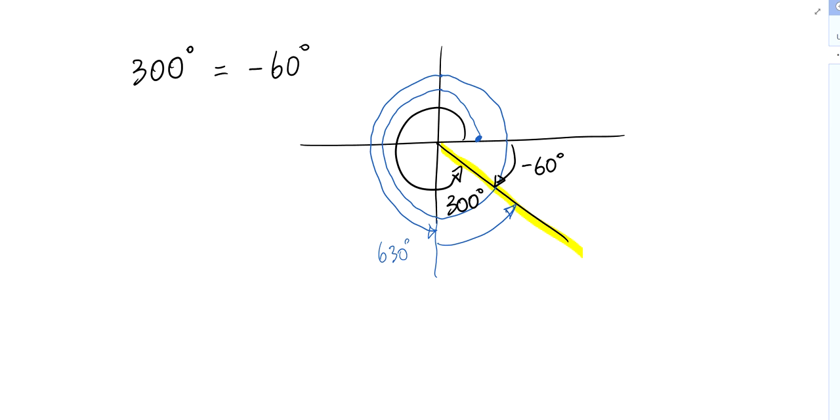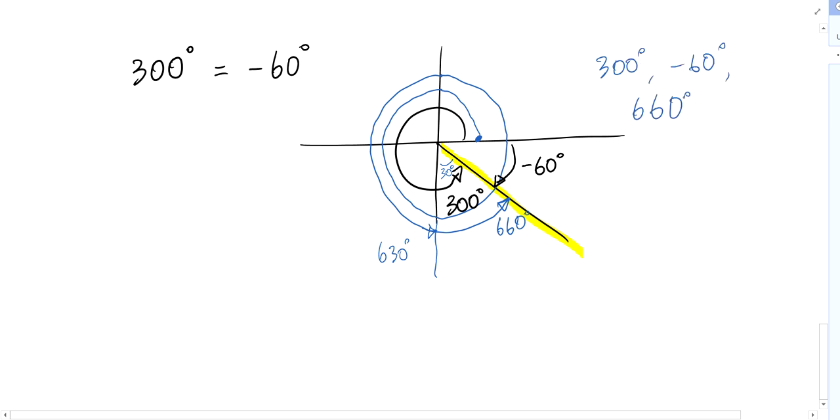Okay, hang on. How much? This is 60, right? So this must be 30, right? 660. So this is 660. Yes. So we go all the way over here. Does it represent the same thing? Can you now see that there are so many possible answers? So this line can also be represented by 300 degrees, negative 60 degrees, and 660 degrees.